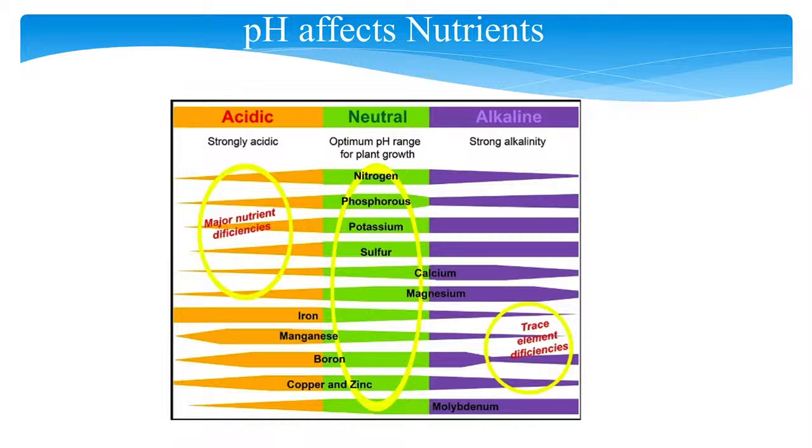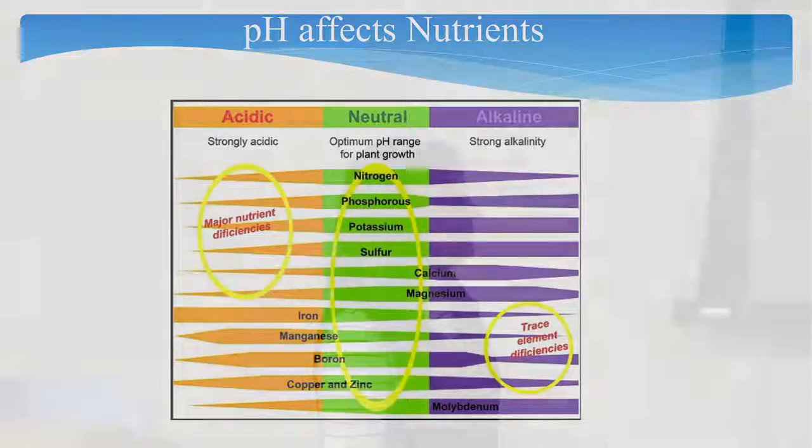So if we're in a very strongly acidic type of soil, we're going to be deficient in these major macronutrients. So we don't want to get into that situation. We want to try to keep our pH balanced, but to match the preference. And again, as we get up here, strongly alkaline, some of our trace minerals become deficient.